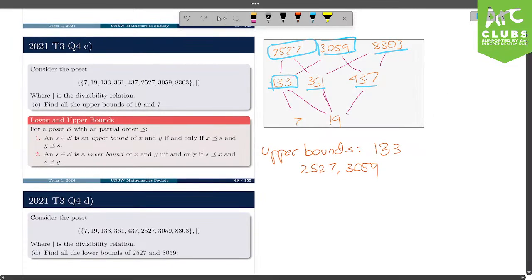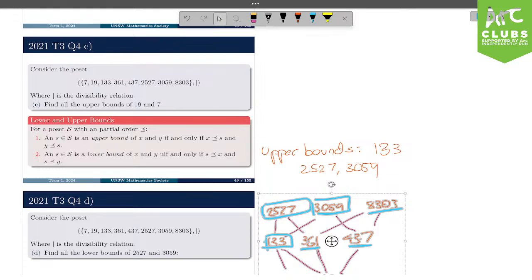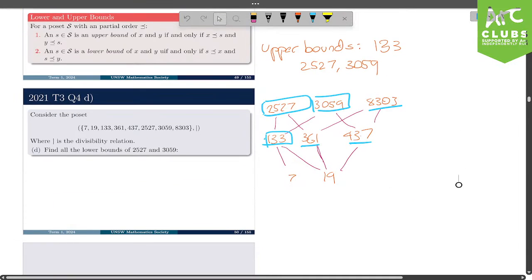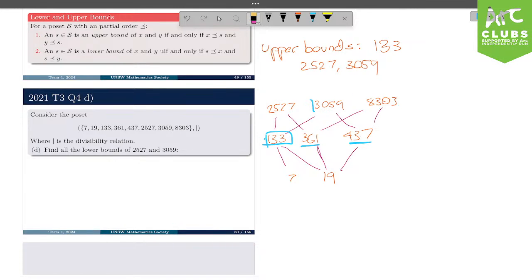Okay. And for part D, instead of looking for upper bounds, we're looking for lower bounds. We know the definition of lower bound from before. Okay, let's get rid of all this. So we have this poset, and we have to find all the lower bounds of 2527 and 3059. We note that 133 is our first lower bound because it relates to those two. And since 133 is a lower bound, 7 and 19 are both lower bounds.